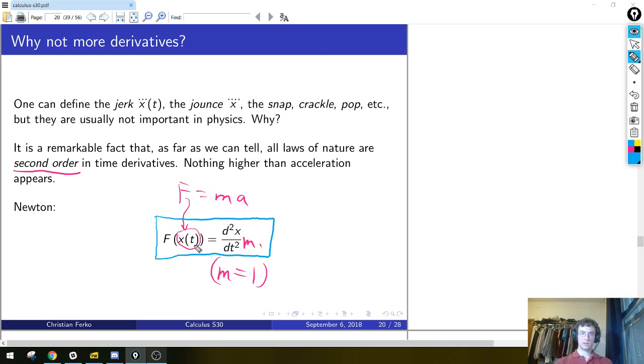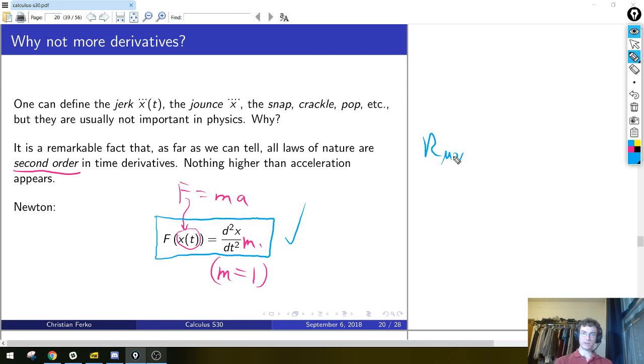Once you know the 0th derivative, the function itself, Newton tells you that you know the second derivative. You know the function, you know its second derivative. That's it. There's an interplay, a back and forth between x and a, but not the jerk, not the jounce, nothing else. So this is a very deep result. I've written it down for classical mechanics. The same thing is true in general relativity.